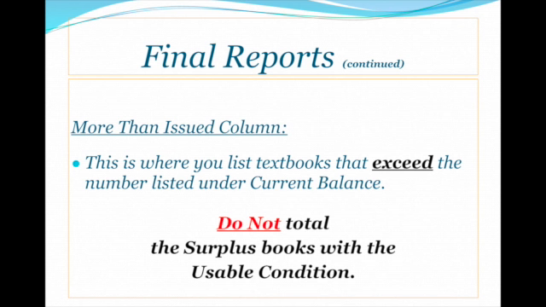Also, the last one is more than issued, and that's to say that at the beginning of the year you have 25 books, but for some reason 2 extra books showed up. Maybe they were lost books or whatever the case may be, they showed up. So now you have 27 books. Okay, you do not have to put that you have 27 books, because in AS400 it automatically adds those books back in, so you don't have to total that column, okay, for surplus books.